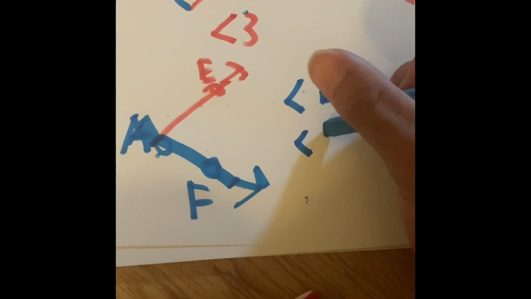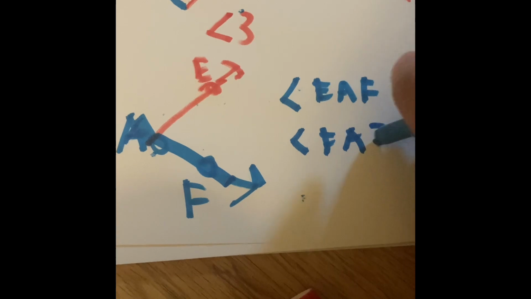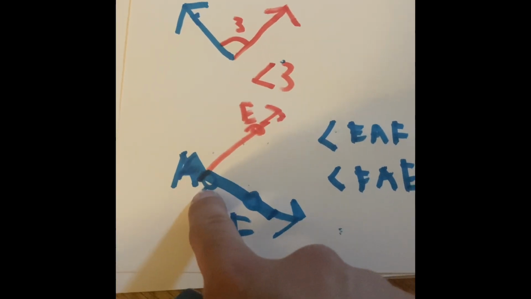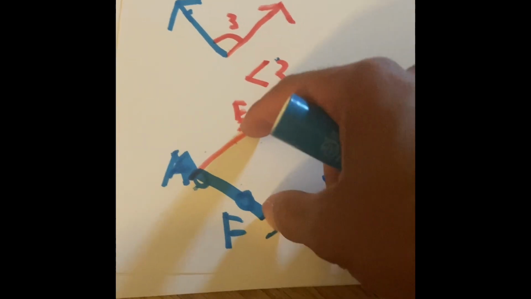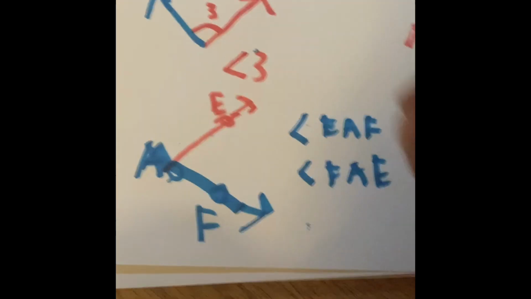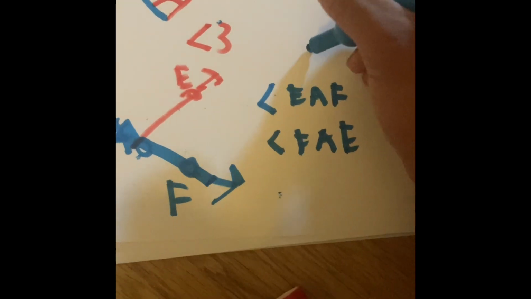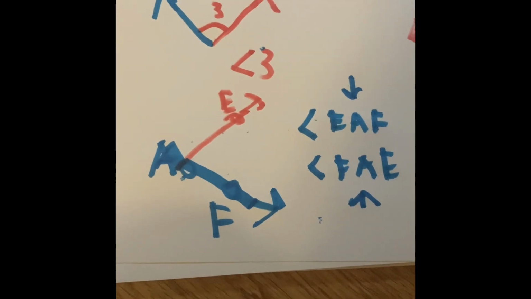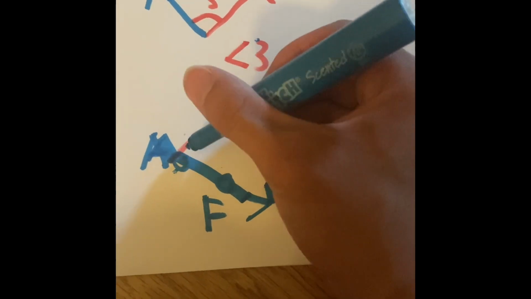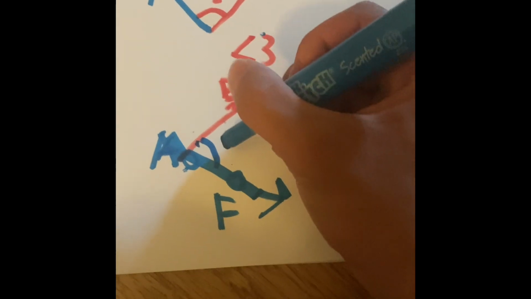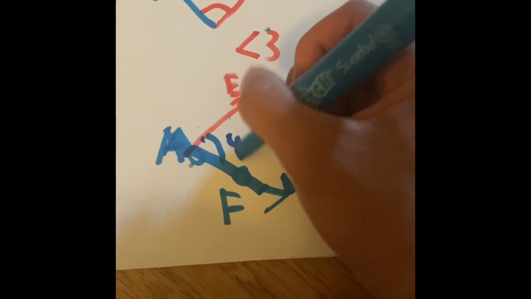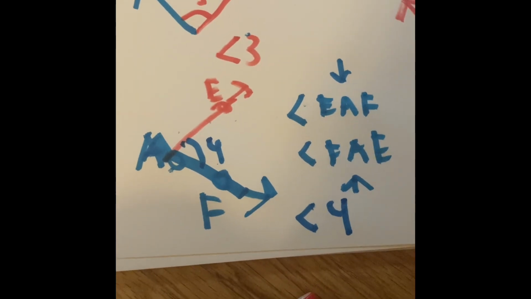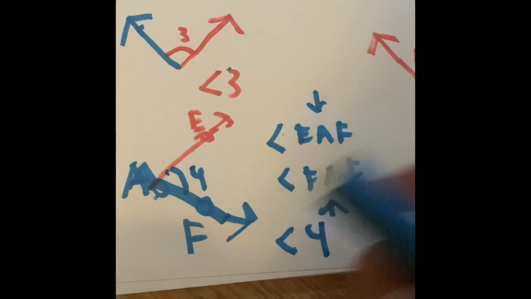or angle FAE. The only rule with this one is that the vertex or the endpoint or two of the same rays that meet together must be the middle letter, indicating which is which. If you ever had the vertex right there and you had an angle right there, let's say angle number 4, we're going to say angle 4. So there are many ways to name an angle.